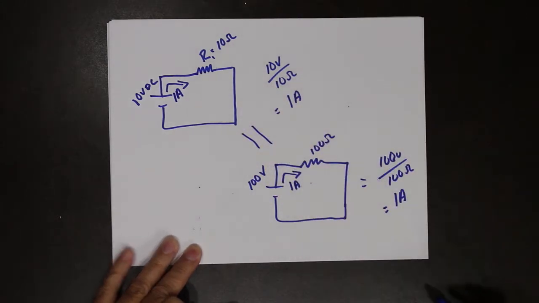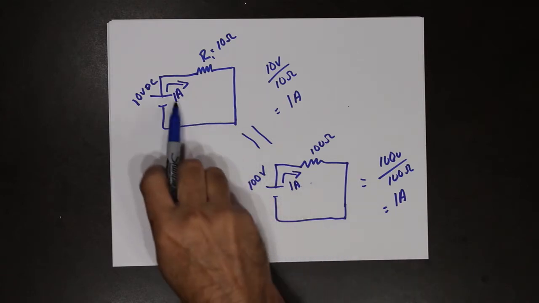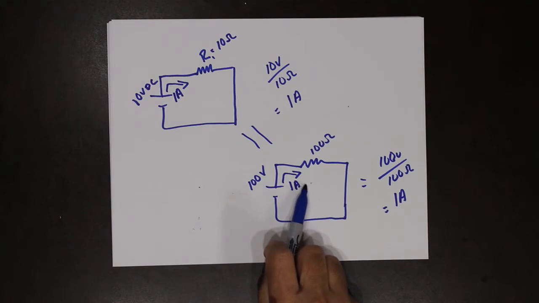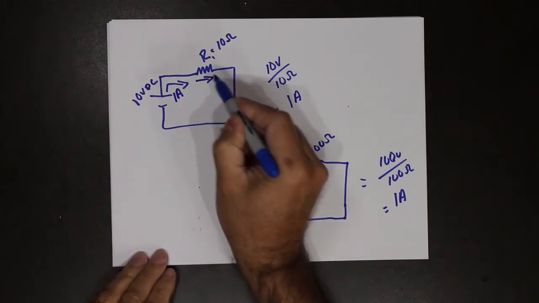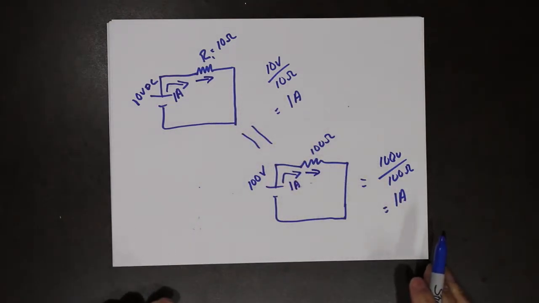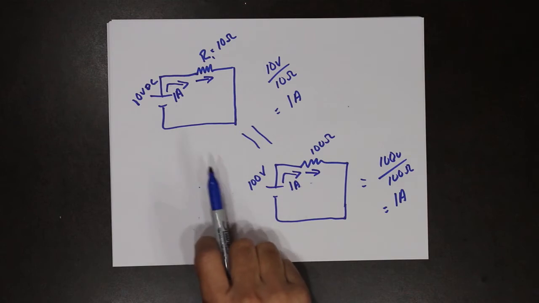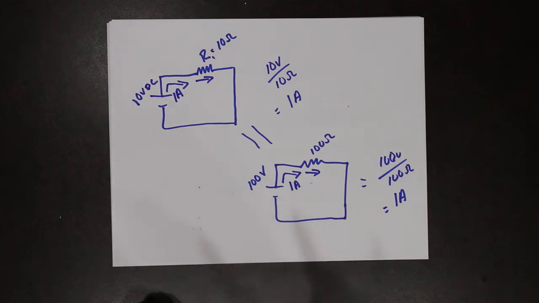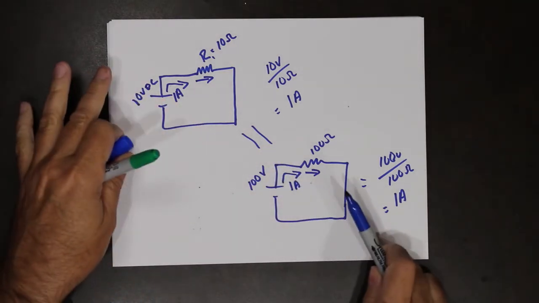These two are not in series, even though they have the same value of current. So the current flowing through this resistor is 1 amp. The current flowing through this resistor is 1 amp. But it's not the same current. It's the same value of current, but it's not the same electrons. Okay? They are different.